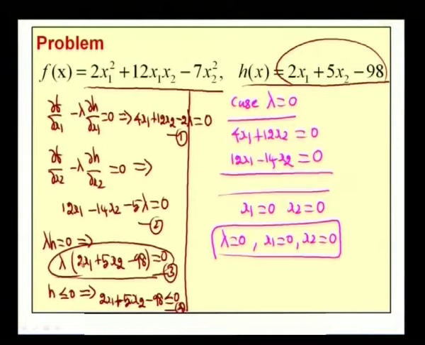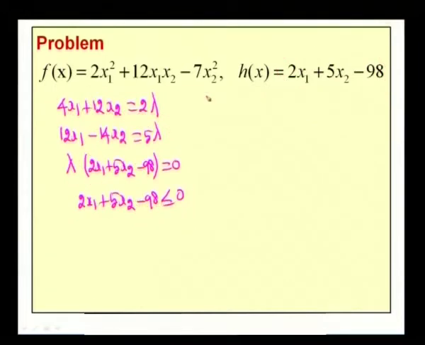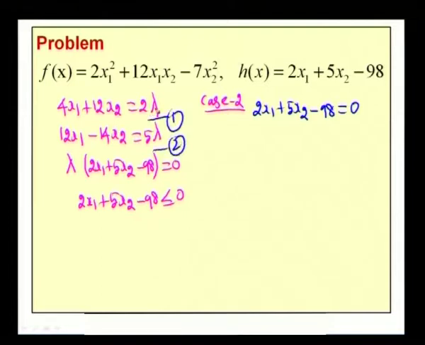Now, take the other case. Suppose the equation 2x1 plus 5x2 minus 98 equal to 0. So, our case 2 is the equation 2x1 plus 5x2 minus 98 equal to 0. For this case, we make use of equations 1 and 2. Equation 1 is 2 lambda equal to 4x1 plus 12x2, and equation 2 is 5 lambda equal to 12x1 minus 14x2.